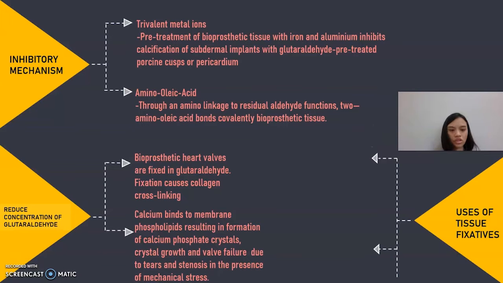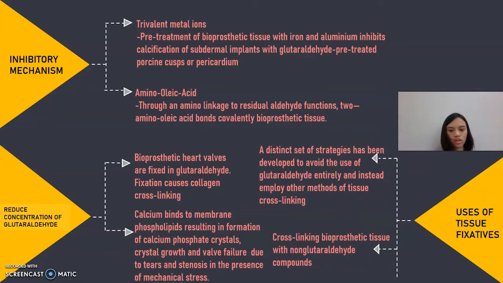The third method is the use of tissue fixation. A distinct set of strategies has been developed to avoid the use of glutaraldehyde entirely and instead employ other methods of tissue cross-linking. Cross-linking bioprosthetic tissue with non-glutaraldehyde compounds such as epoxy, carbodiimides, acyl azides, and others has been shown to decrease calcification.